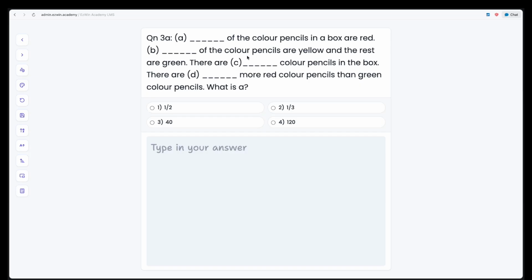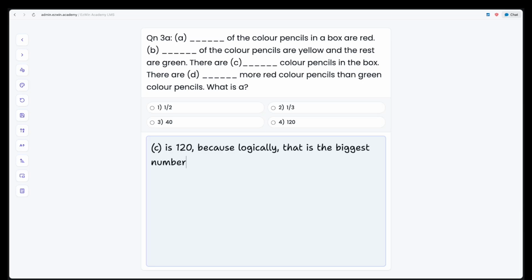For me, the easiest to answer is this: there are something amount color pencils in the box. So that means there are total. We know C over here because it's a different part. So C is 120, because logically that is the biggest number, which most of the time is the total number of color pencils, right?